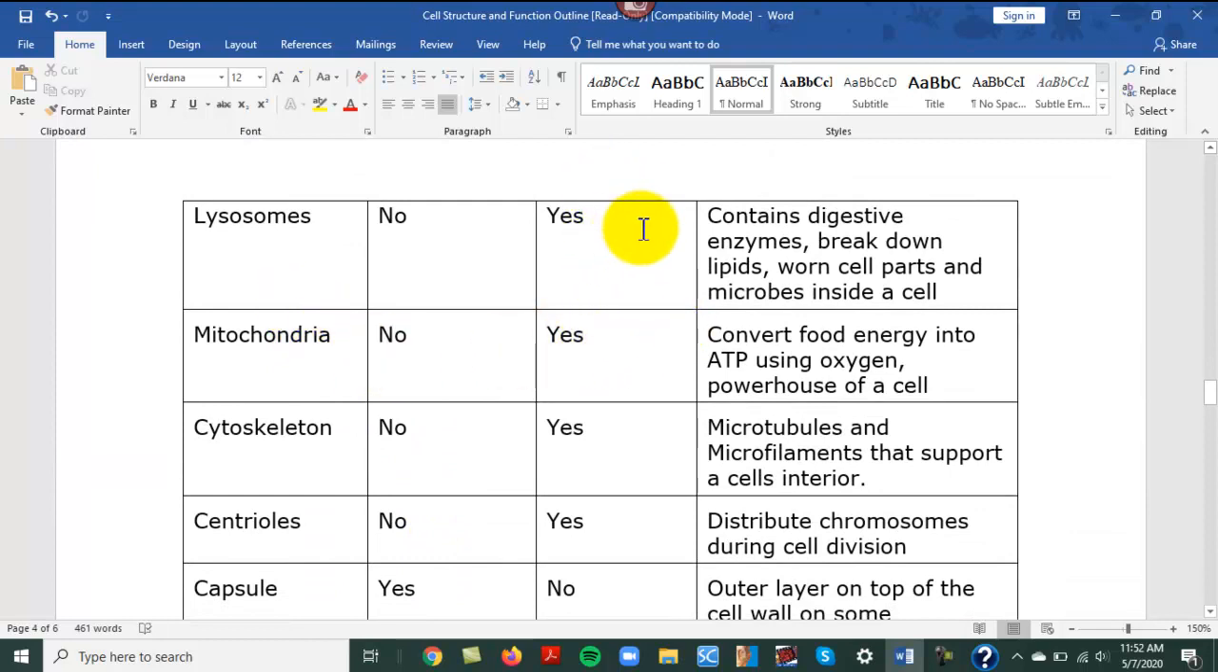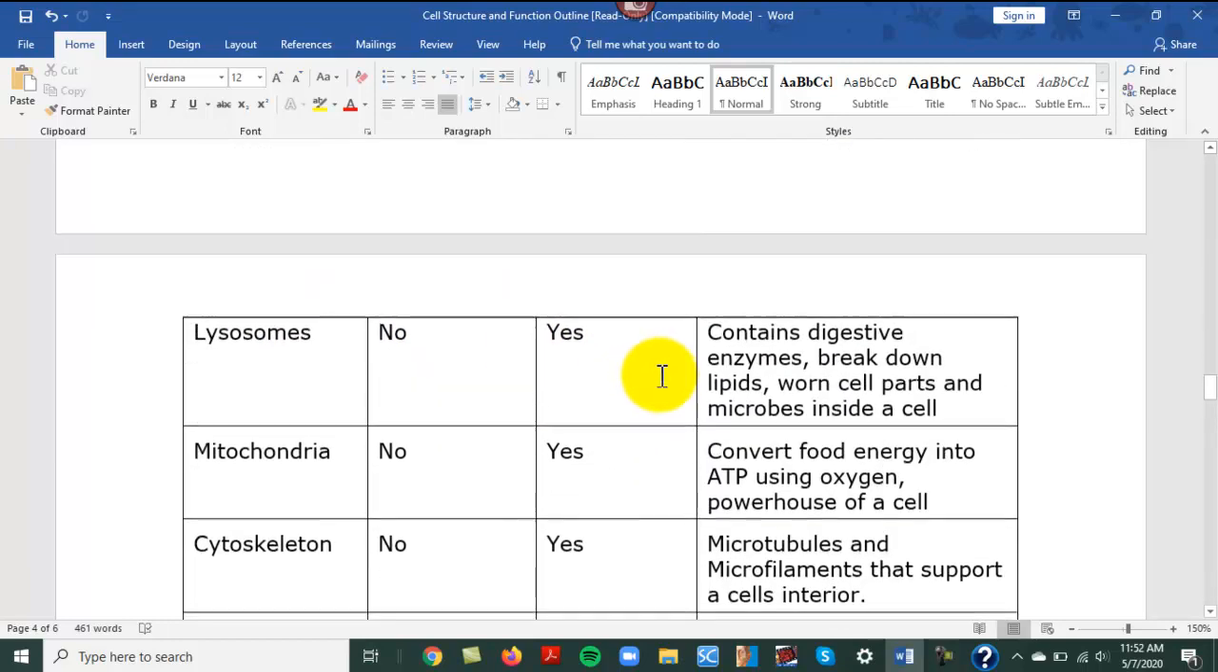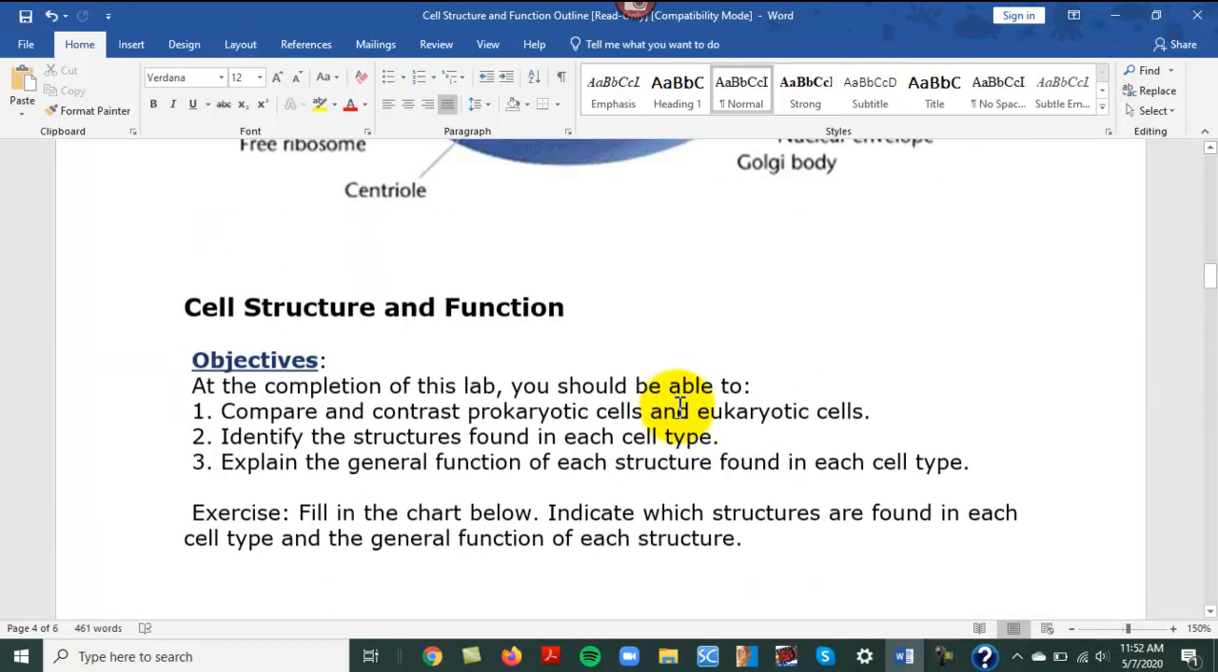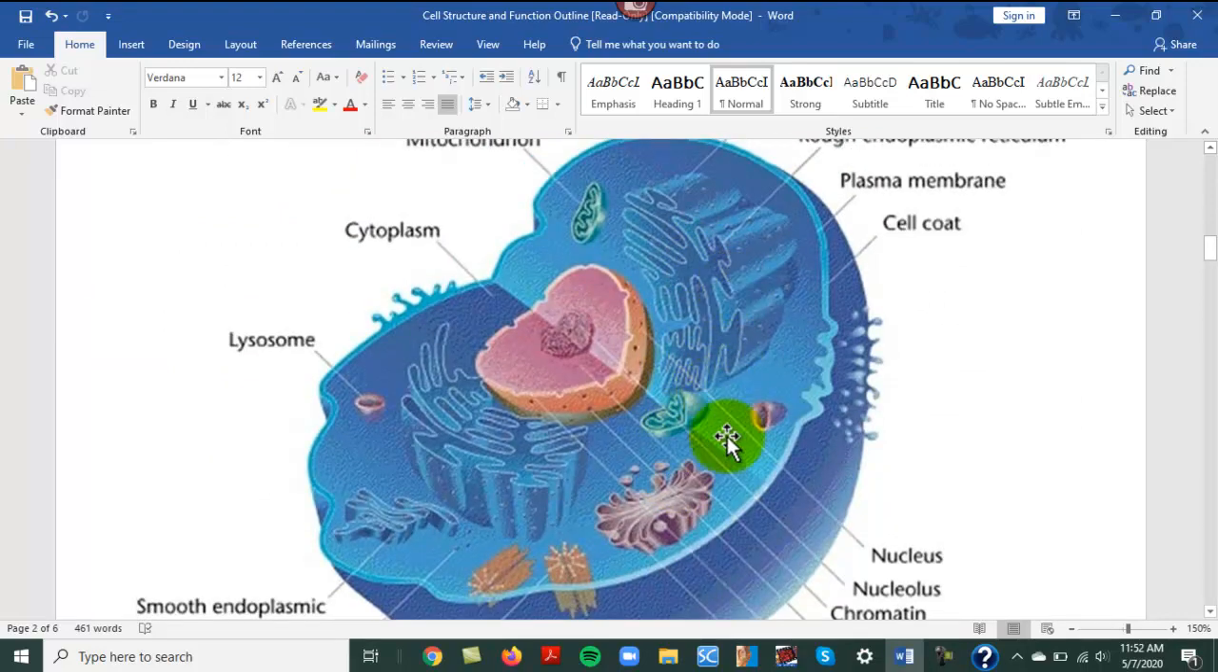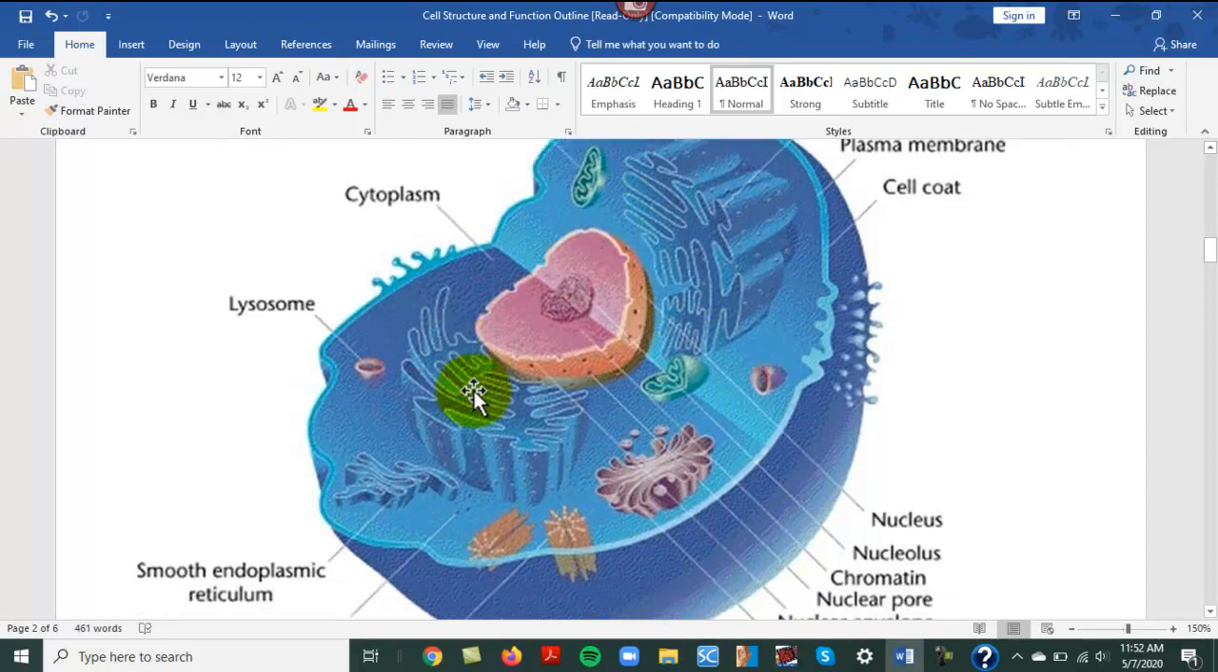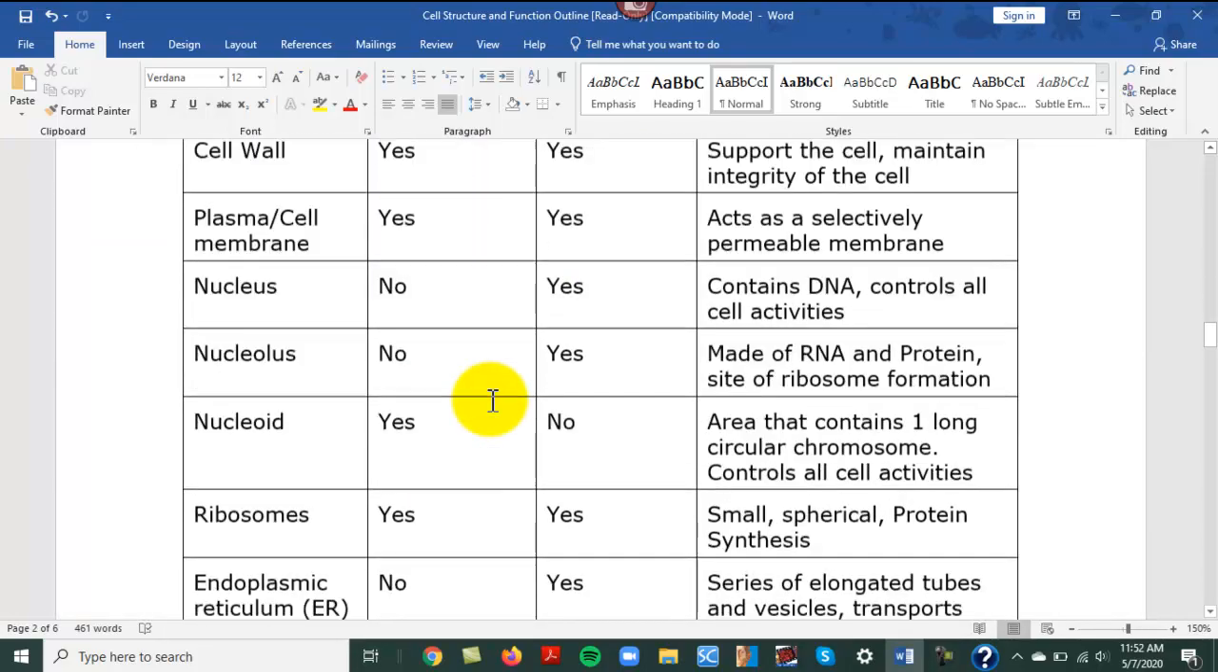Lysosomes, yes, they contain digestive enzymes that break down worn cell parts, microbes, that kind of thing. Mitochondria, yes, they are the powerhouse of a cell. They take food energy and convert that into ATP using oxygen. Cytoskeleton, didn't really cover that. All eukaryotic cells have it. They have little proteins inside here that act as a cytoskeleton. It's for support, so it gives it some rigid structure.